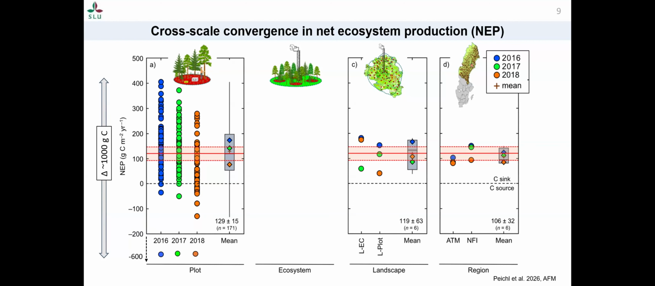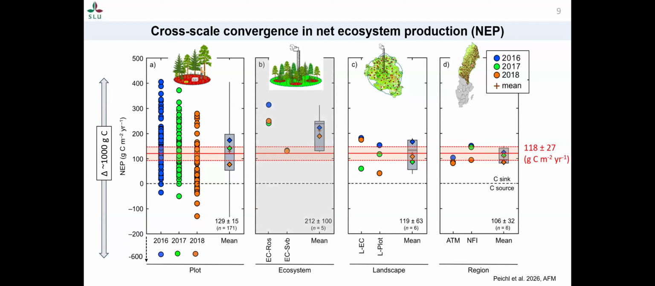And overall, we can see that we converge across these three scales to a carbon sink of 118 grams of carbon, which was nice to see that our different measurements over a multi-year time frame converge to similar sink strengths.